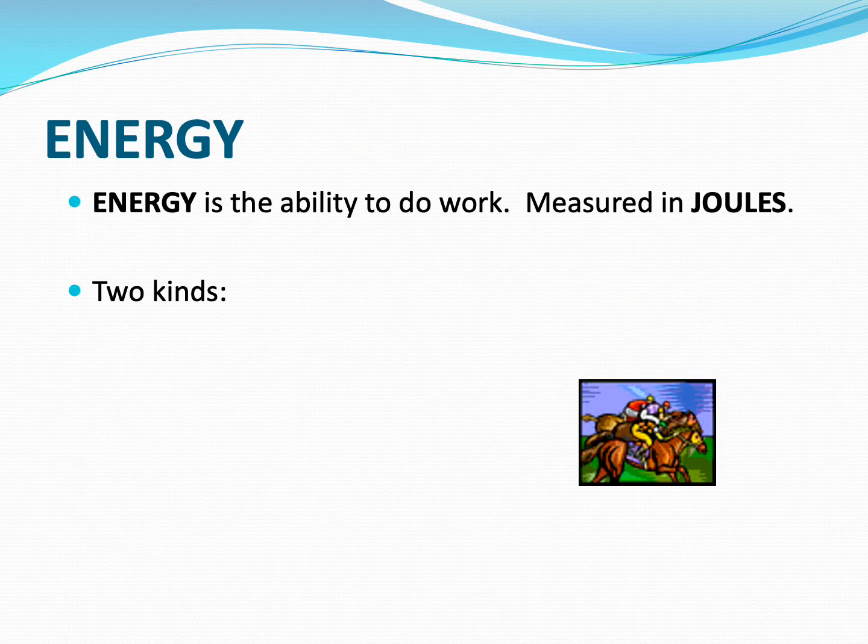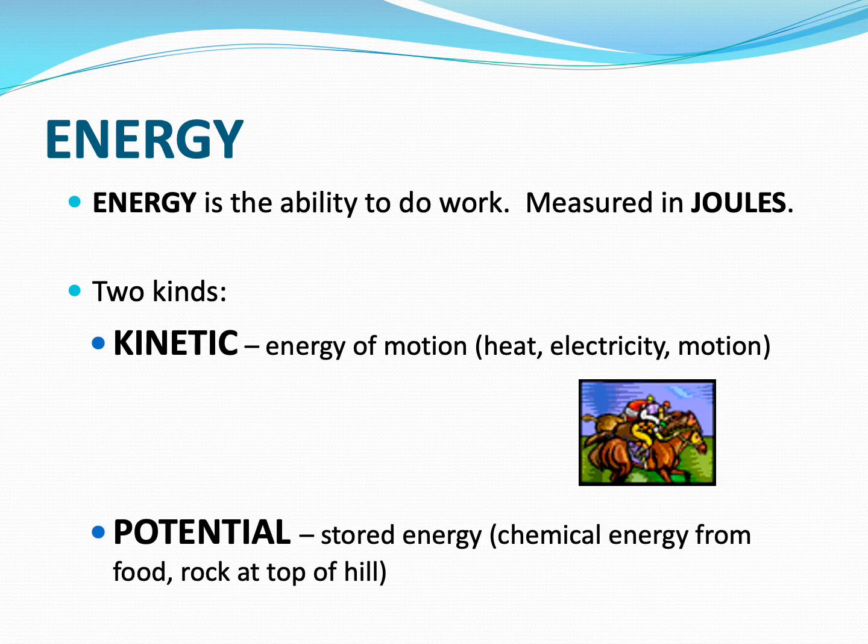Another part of chapter 5 is going to be talking about energy transfer within an ecosystem. Energy is the ability to do work, and it's measured in joules. You might think, well, this belongs in physics. Well, it's actually a key to understanding biological principles as well. There are two kinds of energy. We could talk about energy of motion, which is called kinetic energy. We could also talk about potential energy, which is stored energy, chemical energy from food. It could be a rock at the top of the hill. It has the potential to do work, but it's not doing work quite yet.